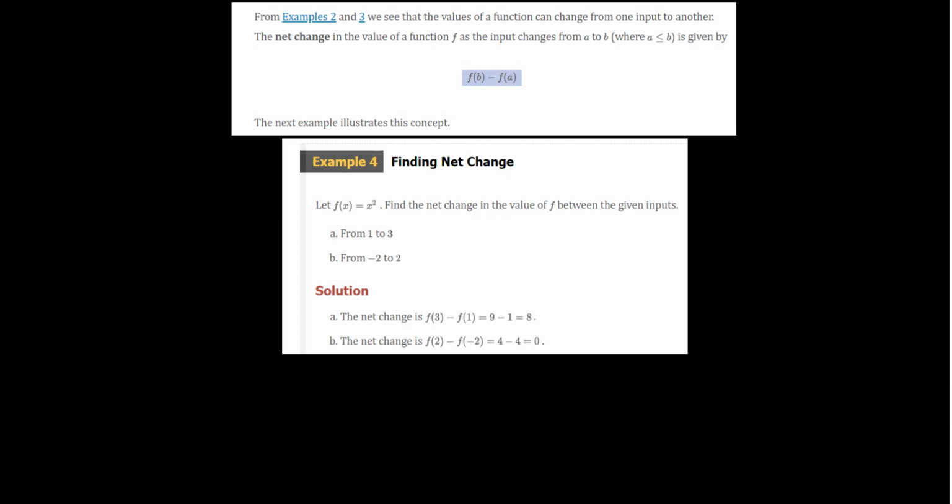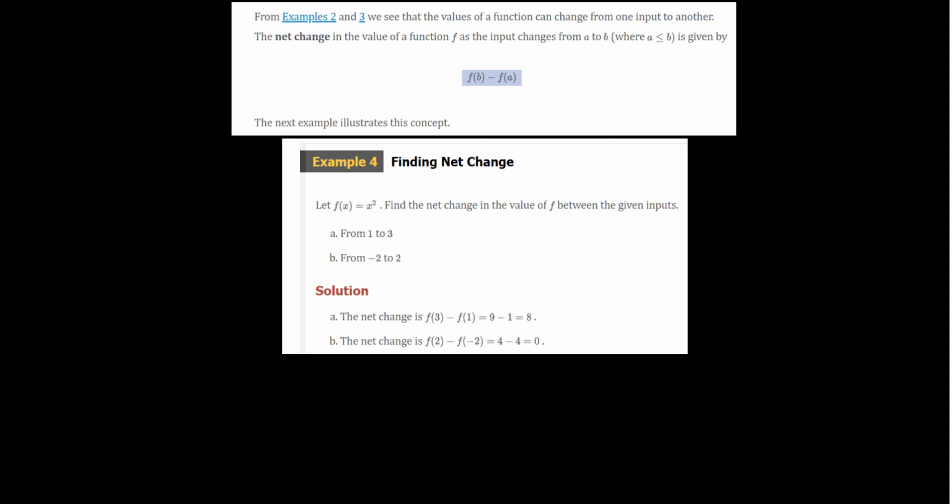Okay, so if we're looking at this definition, the net change is in the value of f as the input changes from a to b, where a is less than b. So keep in mind, a has got to be less than b. It's given by the function of b, the function of the larger number, minus the function of the smaller number. So we look at part a here. What's the larger number? Well, it's 3, right? So we're going to say f of 3 minus f of 1, the smaller number. Well, 3 squared is 9, 1 squared is 1, so the net change is 8.